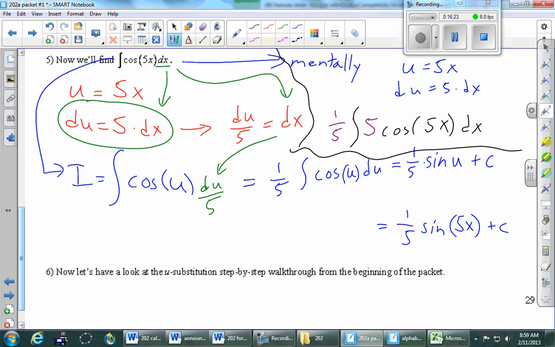But in my mind now, I can see this entire thing right here as being, oh, this is just cosine of u du. It's really this. Because I put that 5 in there, I know that the du absorbs that 5. And then once I've got it looking like it should with the 5 in there, I say, okay, the answer is then just 1/5, and then I can do my integral of cosine. The integral of cosine is sine.